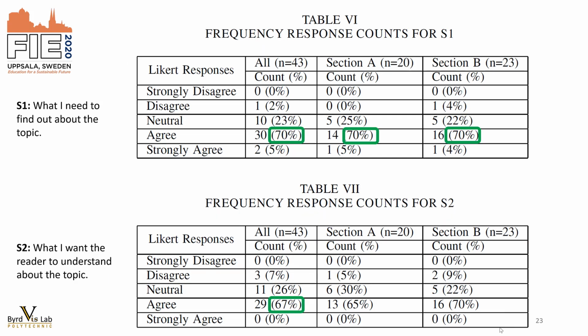Table 6 shows the frequency response counts for statement 1 alone, what I need to find out about the topic. As shown in this table, once again, most responses were of agree. In Table 7, we see for statement 2, what I want the reader to understand about the topic. Overall, 67% of responses were agree for statement 2.